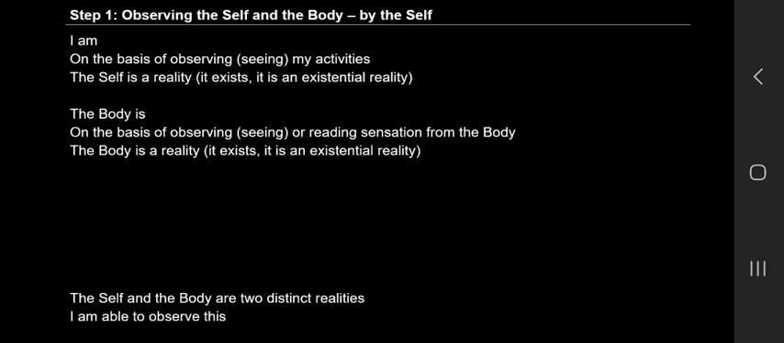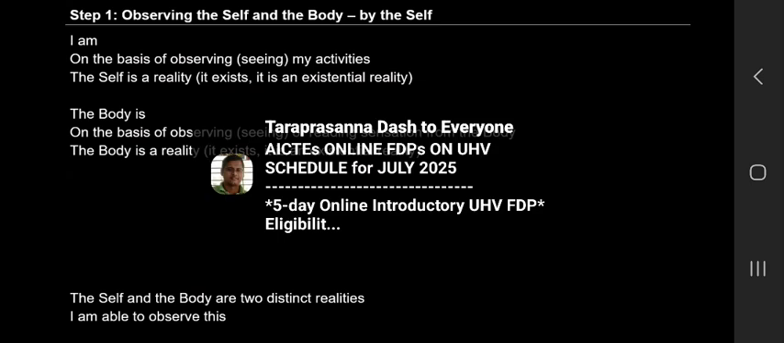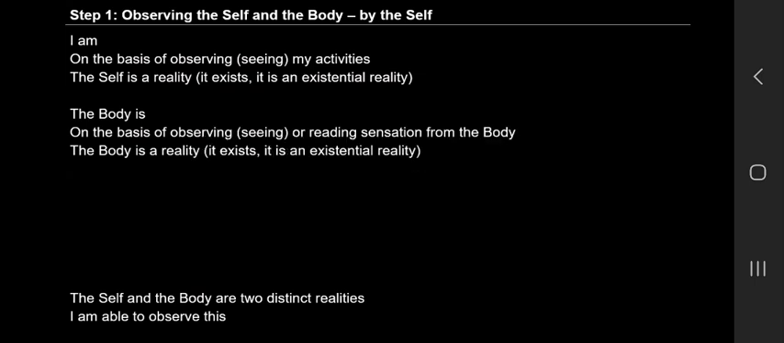Same is true when you see the hand, when you see the foot, when you see some part of the body. So basically, what you are doing is you are reading some sensation from the body, and so you know that the body is there. The body is a reality, it exists, it is an existential reality. So now you can try to observe this, that the self and the body are two distinct realities, based on this. So we don't have much time, so we may not be able to do that direct observation right now.